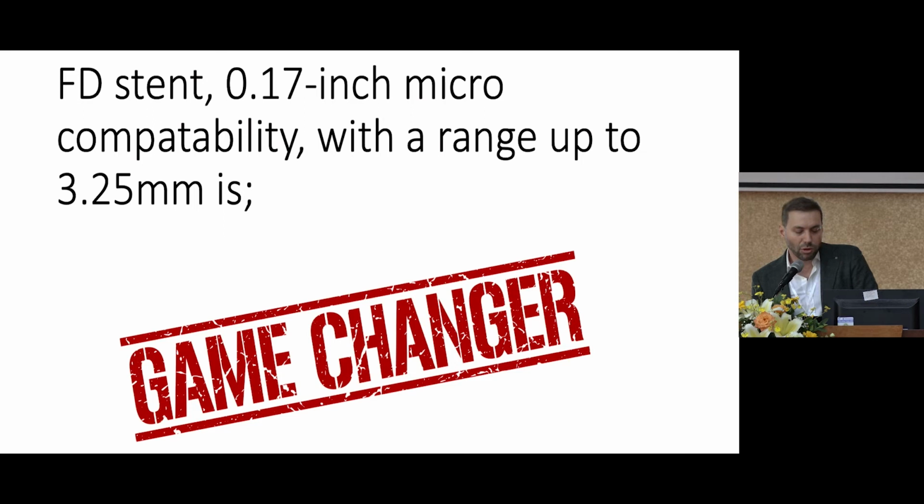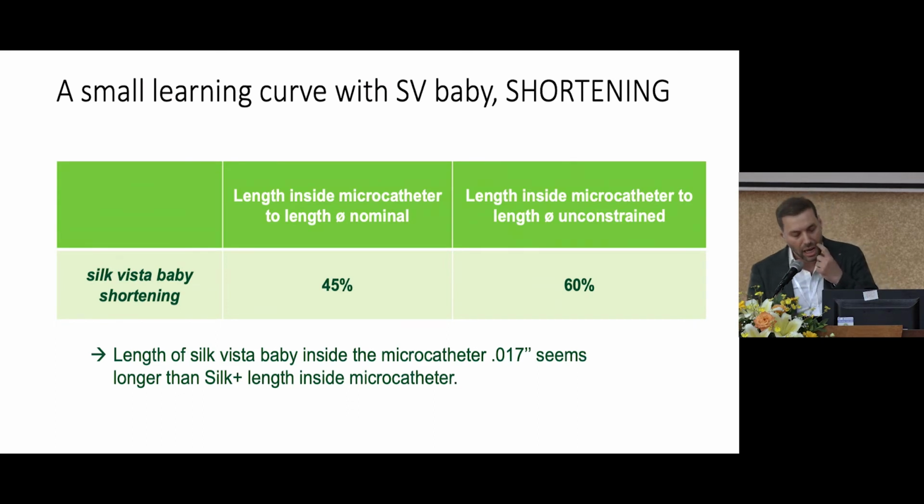Yes, maybe a small learning curve exists because of the shortening. Why shortening? Because you put the flow diverter stent in a 17-inch microcatheter. It's a very low system, so somehow inside the microcatheter it seems a bit longer, so it's better to deploy it without looking at the length inside the microcatheter. You decide preoperatively where to place the distal and proximal landing zone and respect that, rather than deciding it by looking inside the microcatheter. It helps to learn quickly, and you can somehow jump the learning curve.